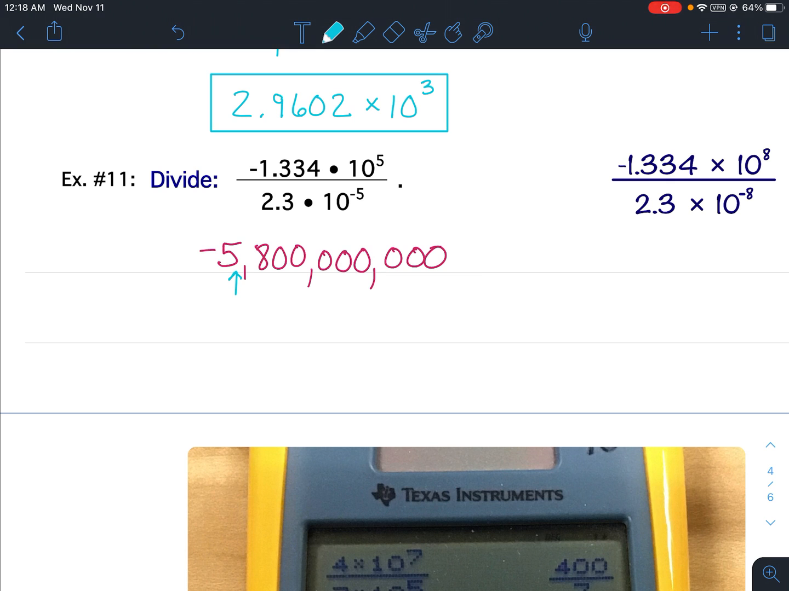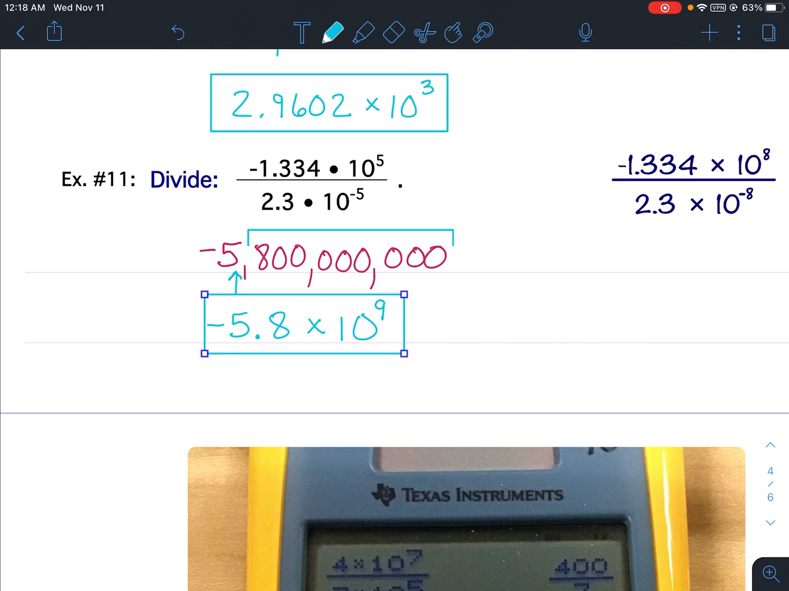So I know it's going to be negative 5.8. And it goes from the end of the problem here to between the 5 and the 8. How many numbers are between there? That would be 9. So negative 5.8 times 10 to the 9th. Again, there's 1, 2, 3, 4, 5, 6, 7, 8, 9. That's where the 9's from. So for number 11, I get negative 5.8 times 10 to the 9th.